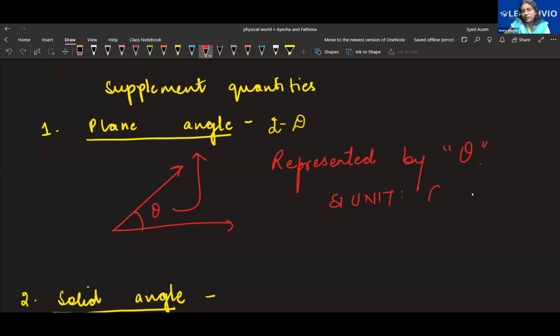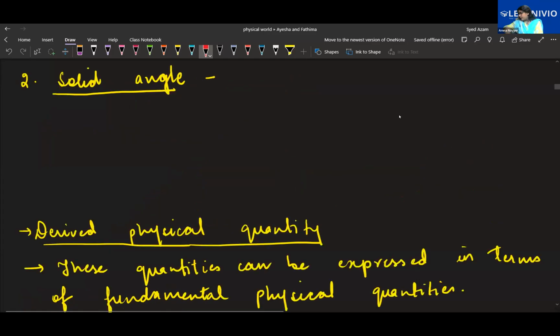Radian, written as RAD. This is the radian. Next you have solid angle. Solid angle means an angle that is formed in 3 dimensions. If I convert this piece of paper into a cone, this is how it will appear. This inside part, the tip, is actually the angle of the cone. This part which is visible is the solid angle.